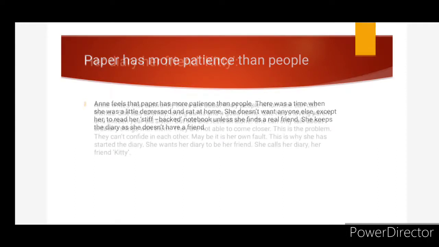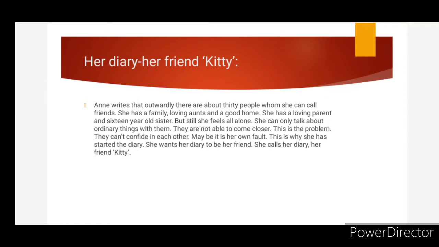Her diary, her friend Kitty. Anne writes that outwardly there are about 30 people whom she can call friends. She has a family, loving aunts, and a good home. She has a loving parent and a 16-year-old sister. But still, she feels all alone. She can only talk about ordinary things with them. They are not able to come closer. This is the problem.